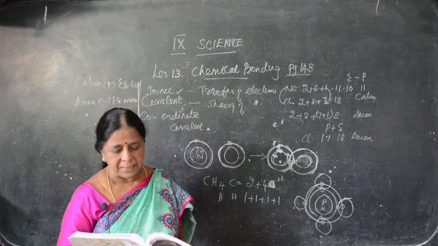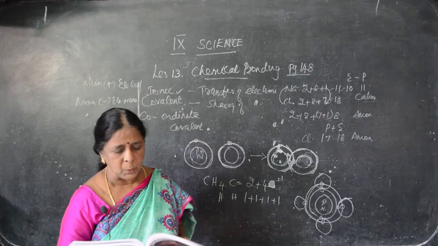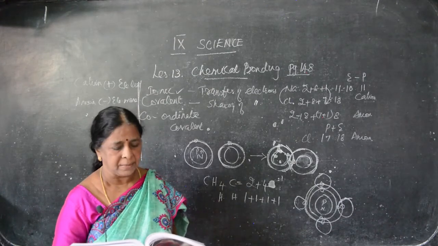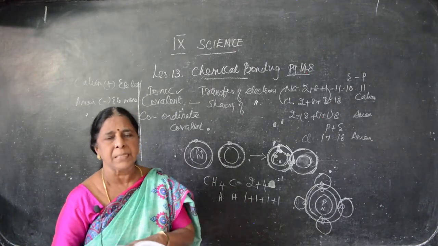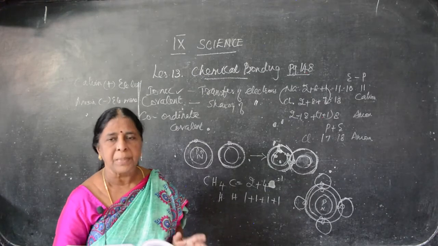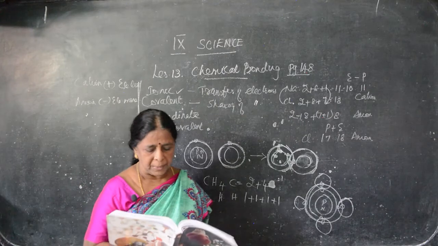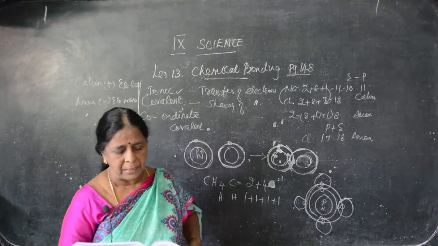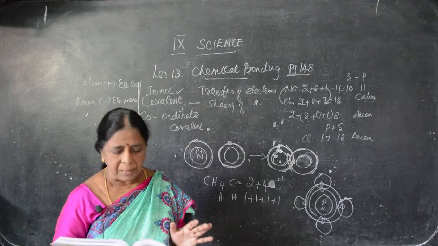Then electrical conductivity. They do not contain electric charge particles, so they are bad conductors of electricity. Because this is covalent only now. Ionic means they transfer the electron entirely. This is sharing only. So they are bad conductors of electricity. Melting point. Except a few covalent compounds, they have relatively low melting points compared to ionic. That is, they have low melting point.